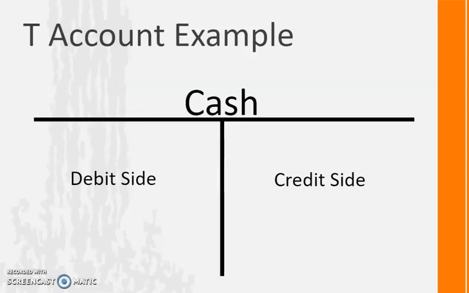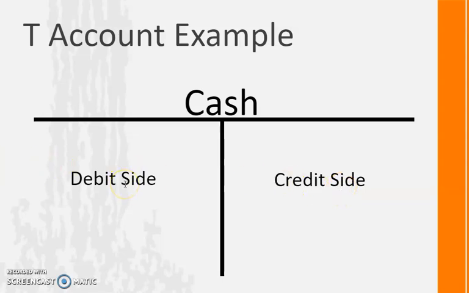So here's an example of what a T account would look like. You can see up here across the top, it says the name of the account. This is our cash account. And it's shaped like a T, which gives it two sides. Over here is the debit side, which is on the left. And over here on the right side is the credit side.